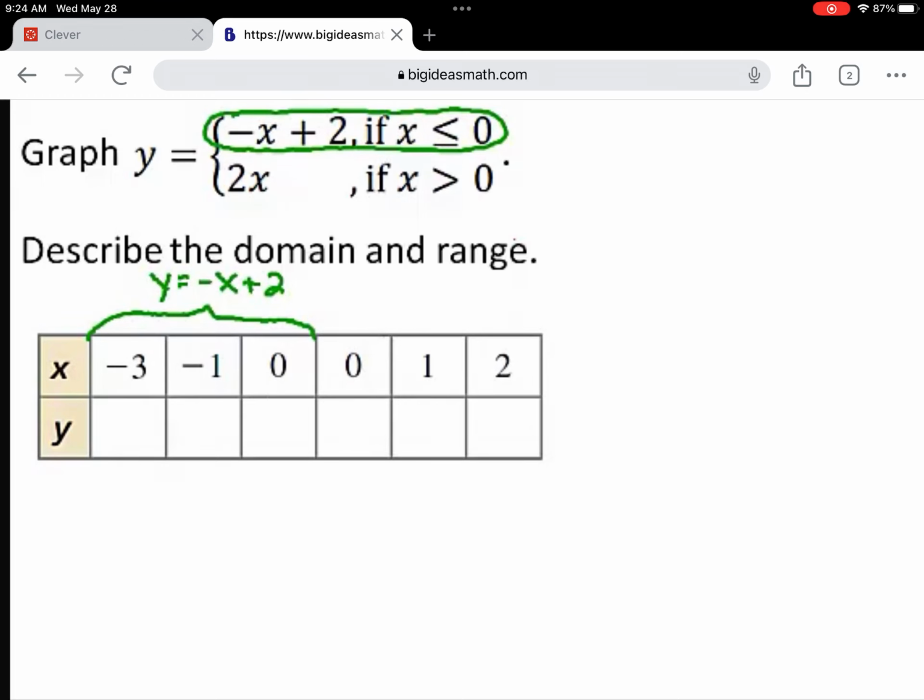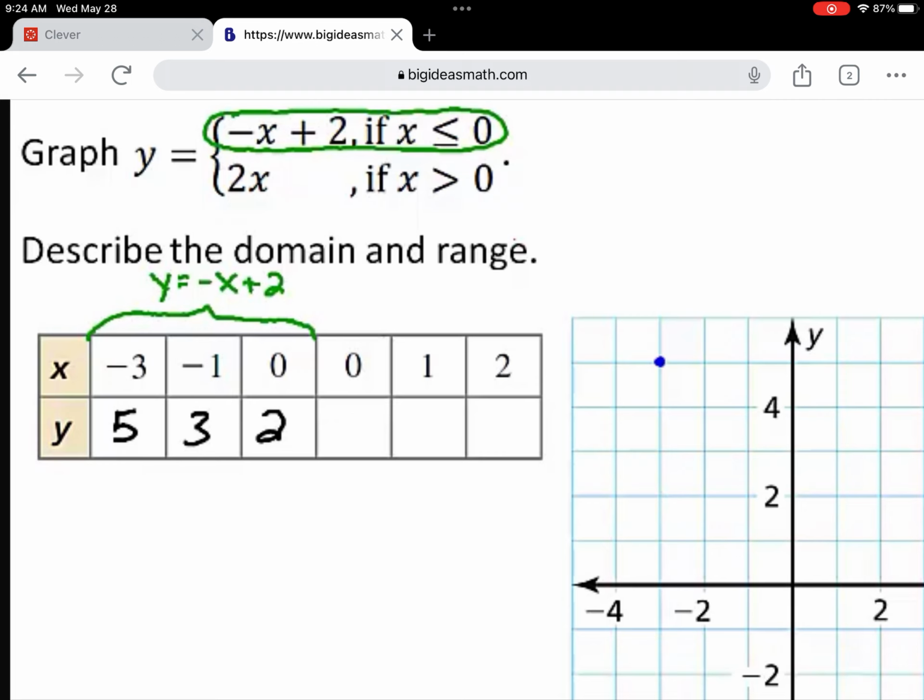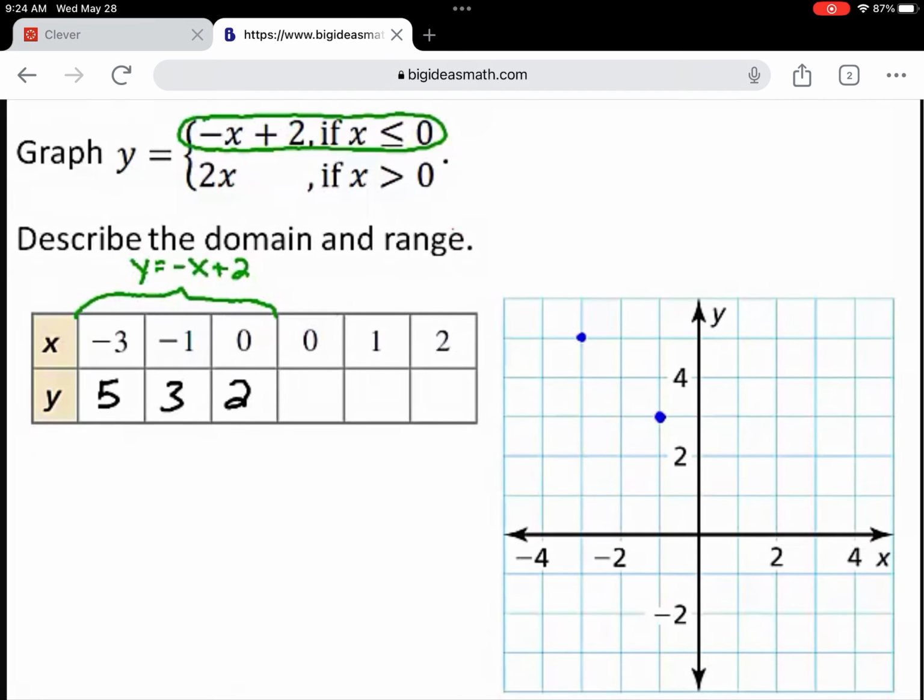Substituting negative 3 for x in y equals negative x plus 2, you find when x equals negative 3, y equals 5. Similarly, when x equals negative 1, y equals 3. And when x equals 0, y equals 2. So you want to plot the points negative 3, 5, negative 1, 3, and 0, 2. Because x is less than or equal to 0, use a closed circle at 0, 2.